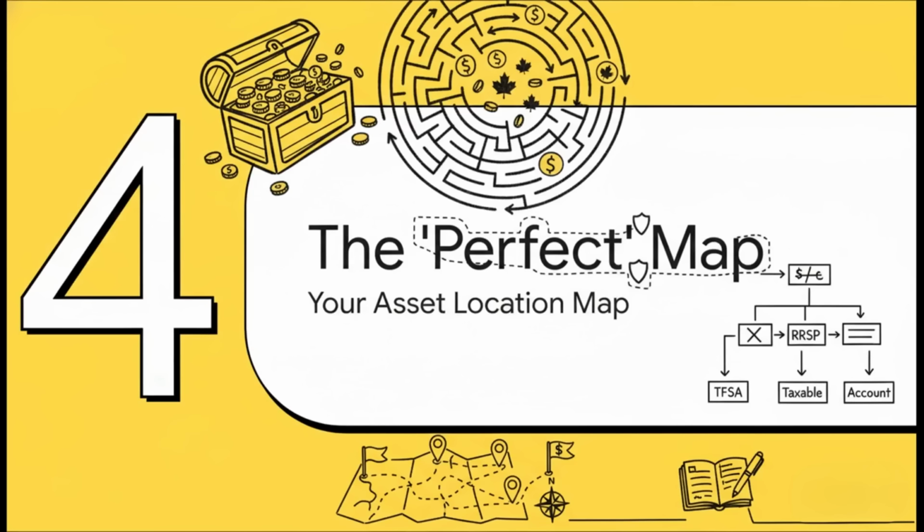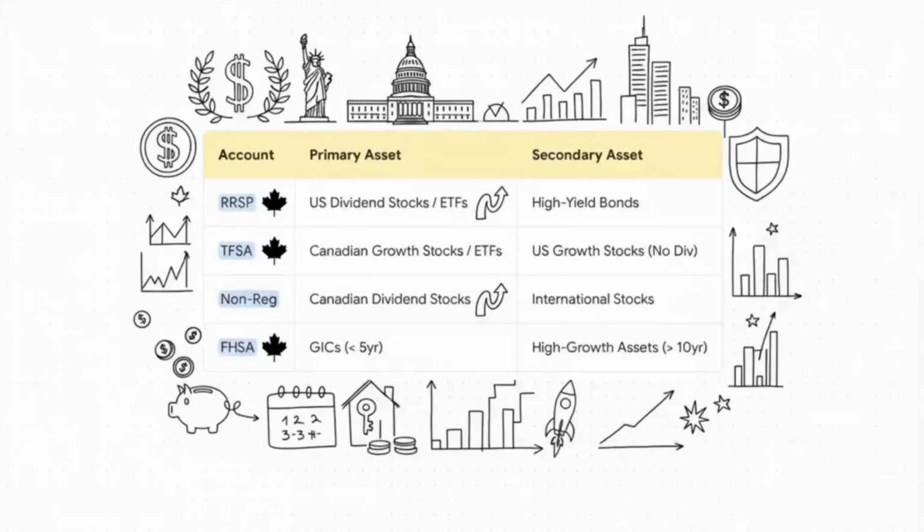Let's finalize the map. Here is your cheat sheet for 2026. Box 1. The RRSP. Primary asset: US-listed dividend stocks and high-yield corporate bonds. Why? The tax treaty prevents the 15% withholding tax. Box 2. The TFSA. Primary asset: Canadian growth stocks and Canadian ETFs. Secondary asset: US growth stocks, but only if they don't pay a dividend. Remember, 15% of 0 is 0.